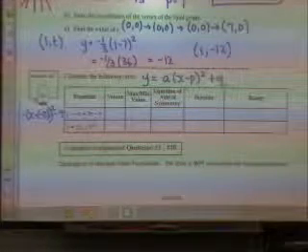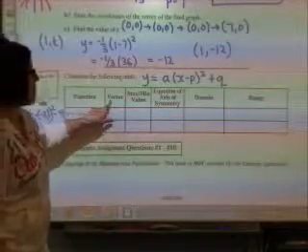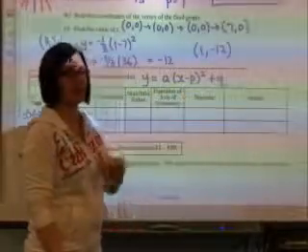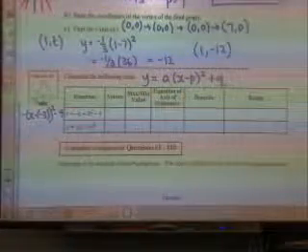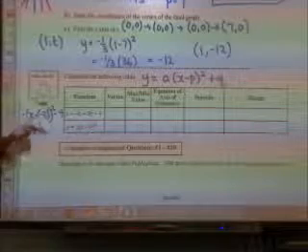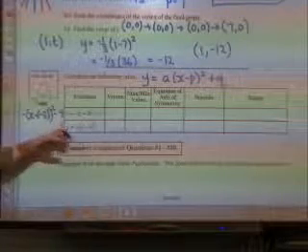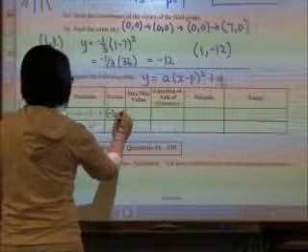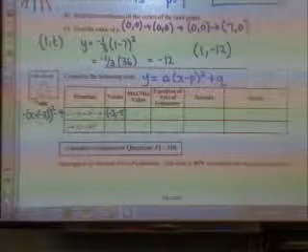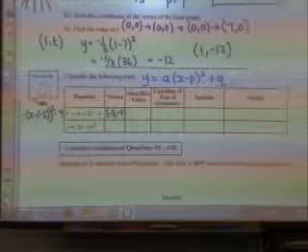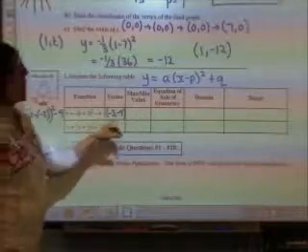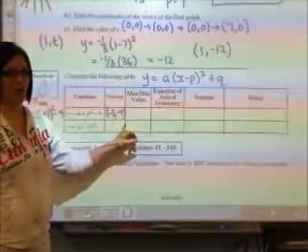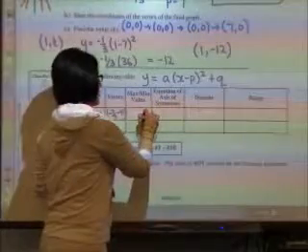The vertex of the graph I find with my values of P and Q. So the value of P and Q is the vertex, which in this case would be negative 3 and negative 4. The min and the max value, the value itself is the y-coordinate of my vertex. So I know the value is a negative 4.